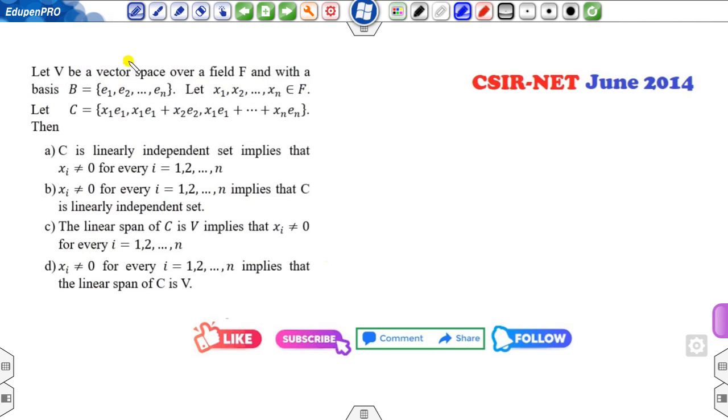Let V be the vector space. You can choose any, say V is equal to R. The field you can also choose as R. And for e1, e2, e3, I can choose n as 1. So your basis is e1 only. C will be, because n is 1, x1 e1 only. Then C is linearly independent implies xi's are non-zero.